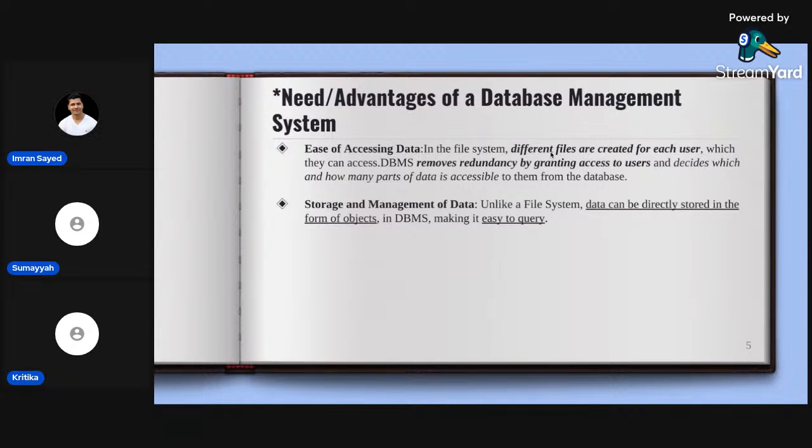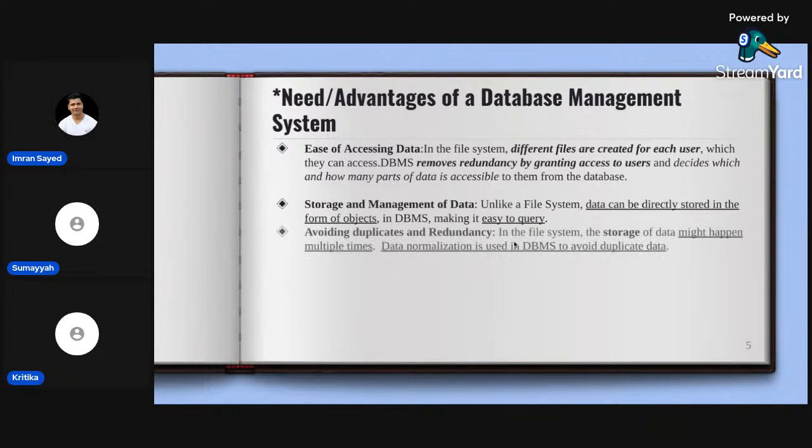So we have ease of accessing the data, unlike file system where files are created for each user. In DBMS, it removes that redundancy by granting access to users and decides which and how many parts of data is accessible. Storage and management is, unlike file system, data can be directly stored in form of objects, which makes it easier to query. Avoiding duplicates and redundancy. In file system, storage of the file can happen multiple times, wherein data normalization is used in DBMS to avoid duplicate data.